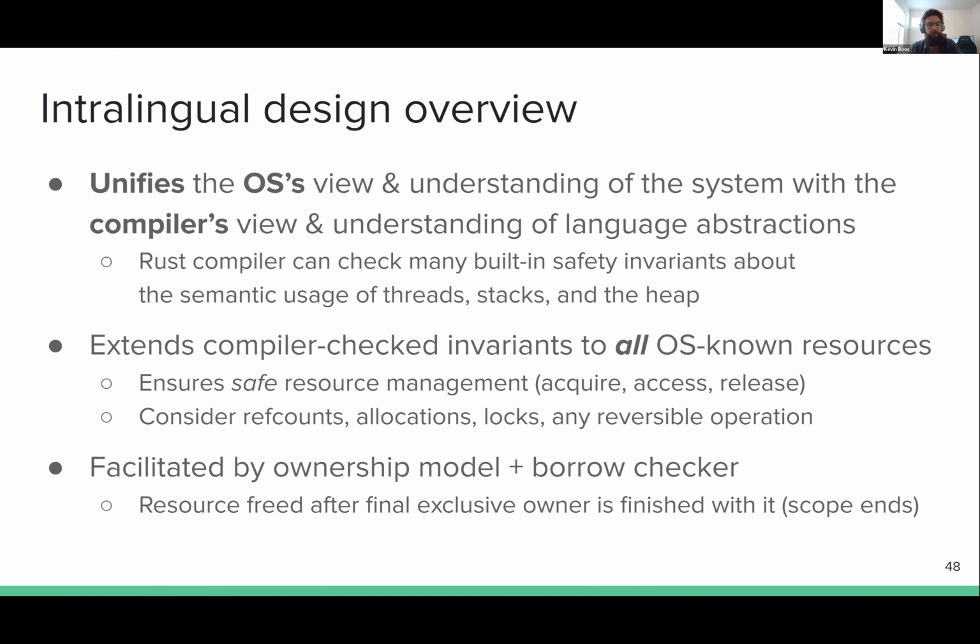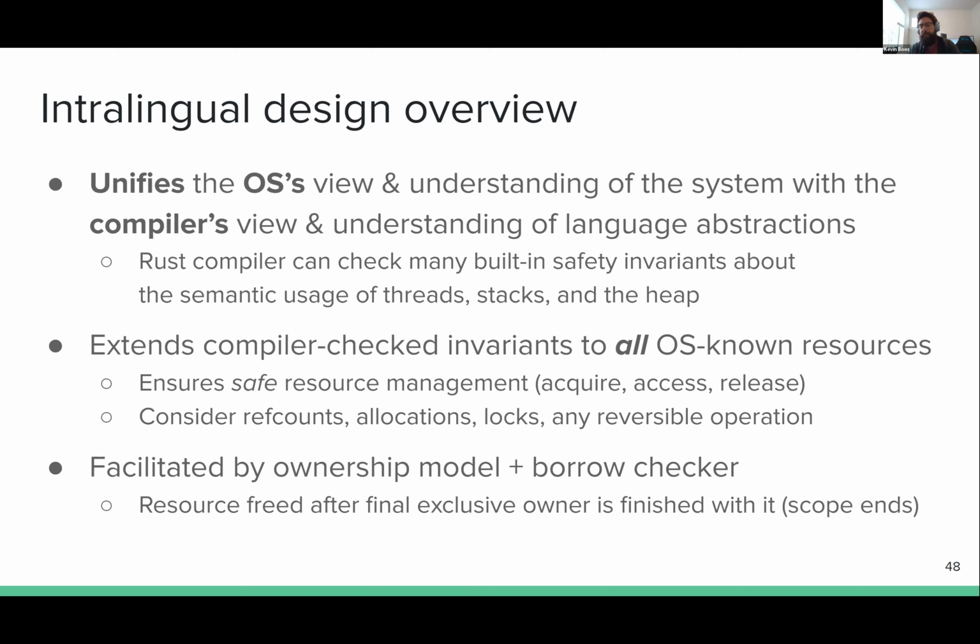The reason here is the Rust compiler can already check a bunch of built-in safety invariants, using its type and memory safety guarantees about the semantic usage of threads, stacks, and the heap. We're all familiar with this ownership concept. Moving things across threads: is it safe to move across a thread? Does it live long enough on a given stack frame? When can you deallocate from the heap? Rust has all of this built in. The problem is that it only applies to memory on the stack, memory on the heap, and a very basic thread model, which is only in the standard library.